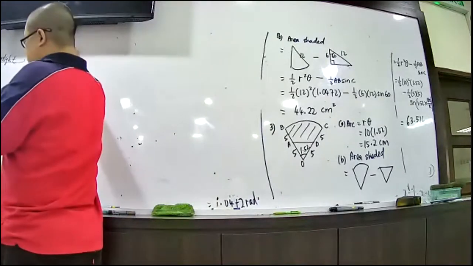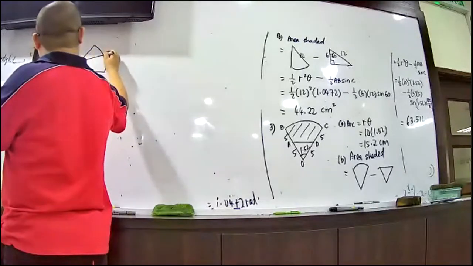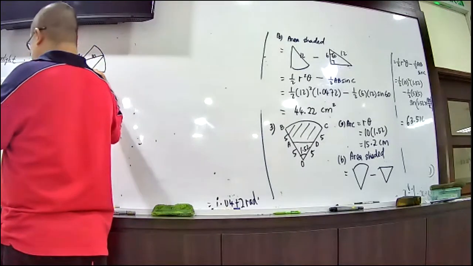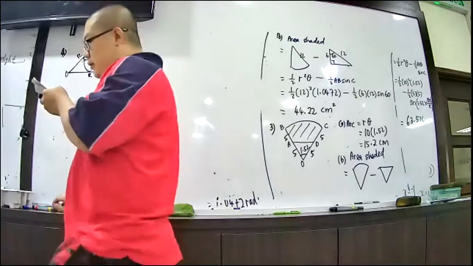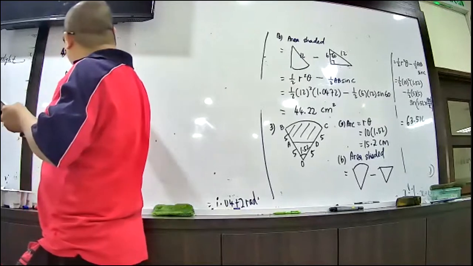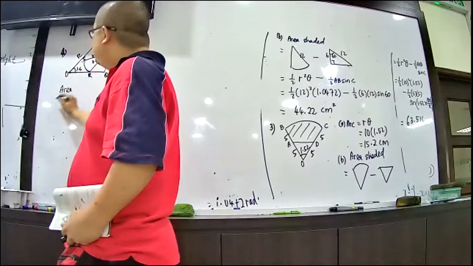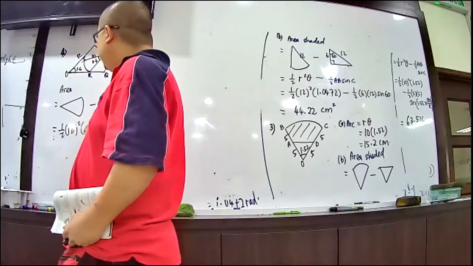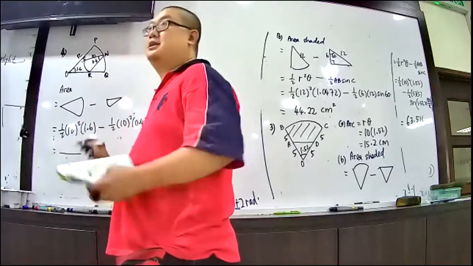Okay, so given POQ is 1.6, and then RMS is 0.4. Find the area of the shaded. So area means using the larger minus the smaller. So 1/2 R squared theta, minus 1/2 R squared, where theta is 0.4. So you're getting the answer.